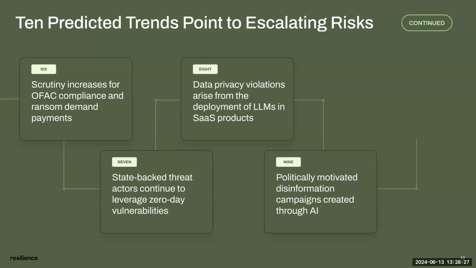Next, we see that politically motivated disinformation campaigns created through the use of AI continue to increase. The creation of large language models and AI has led to more convincing phishing messages and the use of these LLMs to push malicious agendas throughout 2024. Of course, as the US and the UK are both facing upcoming elections, the risk of politically motivated disinformation campaigns created through these AI systems is particularly alarming to us.